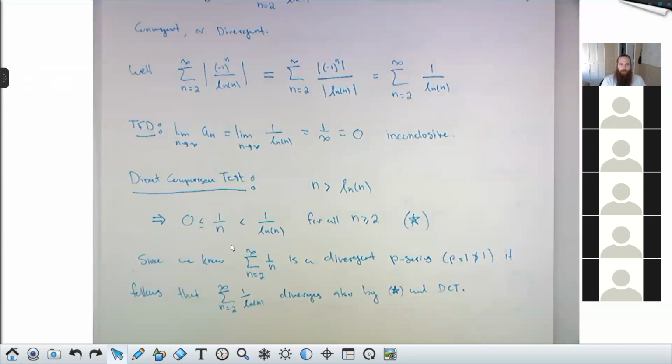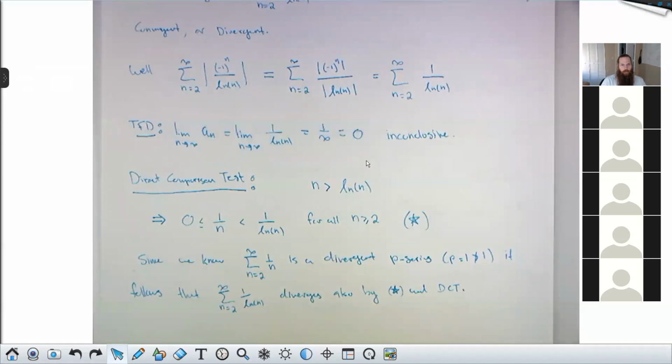Are we all comfy with the direct comparison work we did here? Are there any questions about the inequalities we got, or how we got them, or how we used them, or anything that we wrote down? And we're all comfy with why this is inconclusive, right?